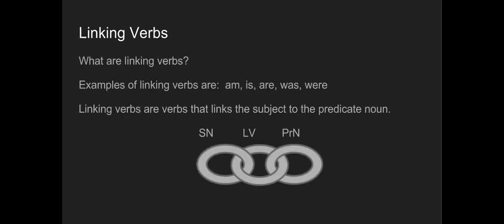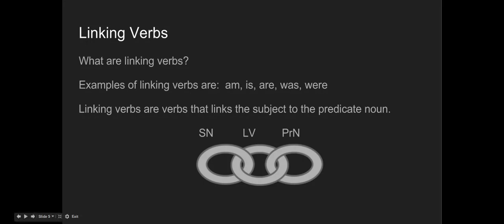Now, pattern 4 has a different type of verb. They are not action verbs, they are linking verbs. So what are linking verbs? Examples of linking verbs which you should write in your notes are am, is, are, was, were. Linking verbs are verbs that link the subject to the predicate noun.